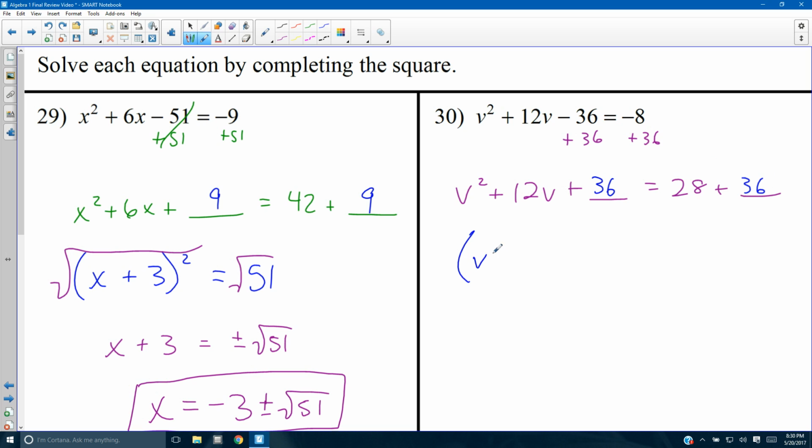This reduces down to v plus 6 quantity squared. Again, when you divide 12 by 2, it's actually this number inside here. It's kind of a nice little trick. 28 plus 36 is 64. Hey, good thing for us. That's a perfect square.